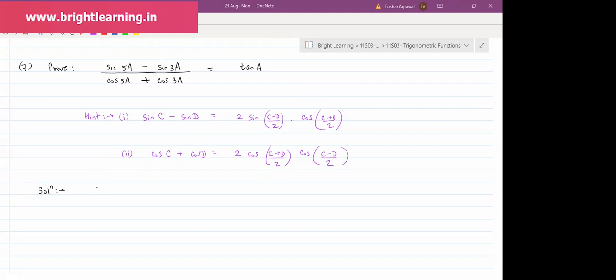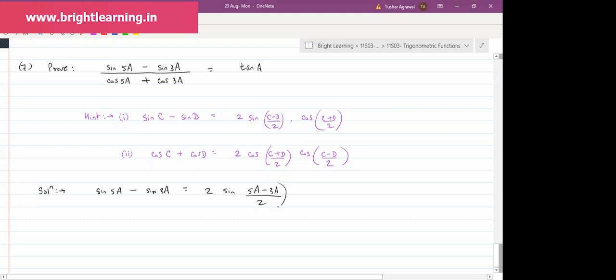So now by now it should be clear. Sine 5a, the numerator is what? Sine 5a minus sine 3a. So using the first identity, sine C minus sine D should be equal to twice sine of 5a minus 3a upon 2 into cos of 5a plus 3a upon 2. So that turns out to be twice 5a minus 3a is 2a, 2a upon 2 is a. Cos of 5a plus 3a is 8a, 8a upon 2 is 4a.